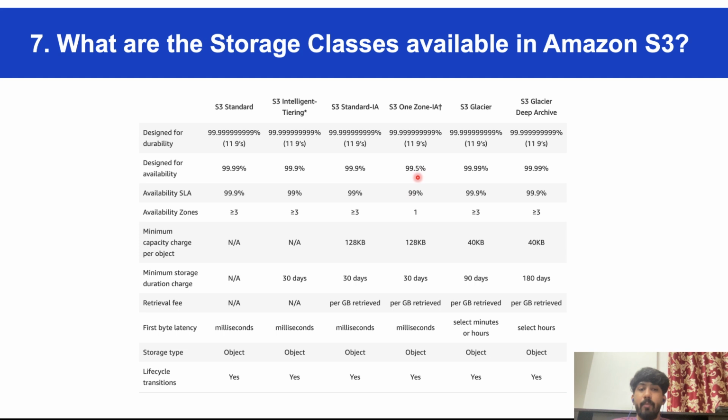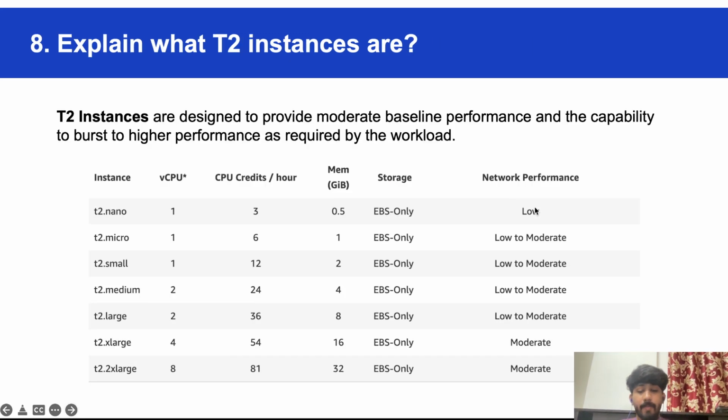You can see it's 99.5% of the time it's available. All the other services have 99.99. Intelligent-Tiering has 99.9. Glacier and Deep Archive have 99.99. So you can see the difference over availability because it's only available in one zone. Right. Okay. Next comes Glacier and Glacier Deep Archive.